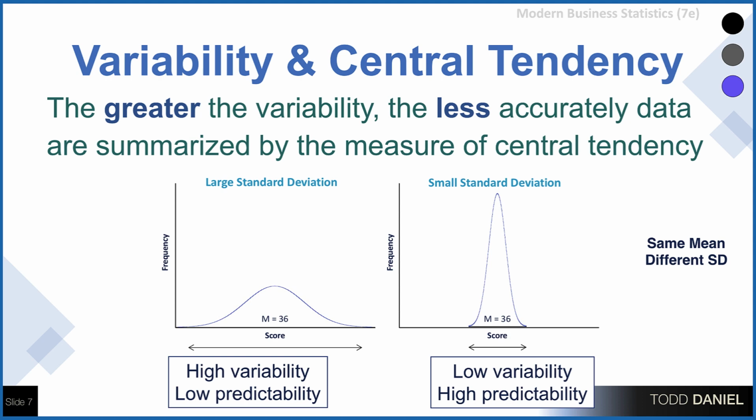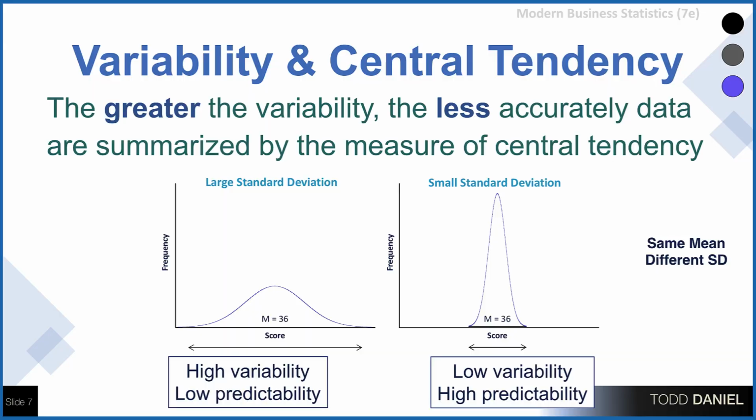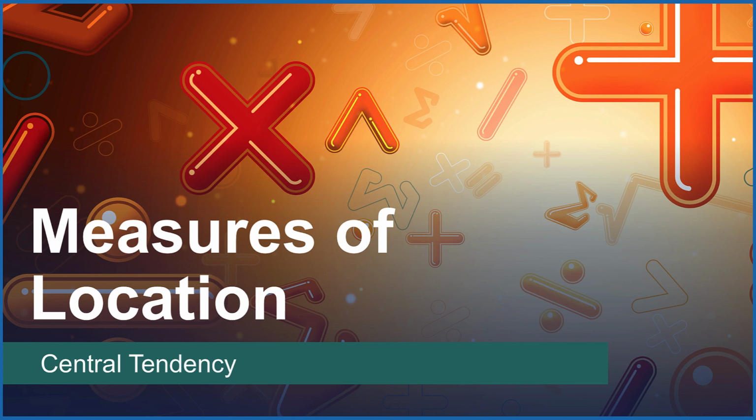On the right, with a small standard deviation, the scores are very close to each other. We have low variability, and that means we have high predictability. If you pick any score from this distribution, it is very likely to be close to the mean because all of the scores are close to the mean when we have low variability.